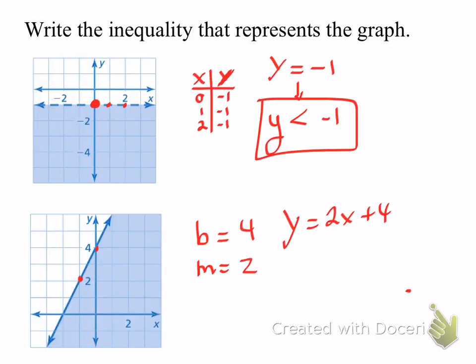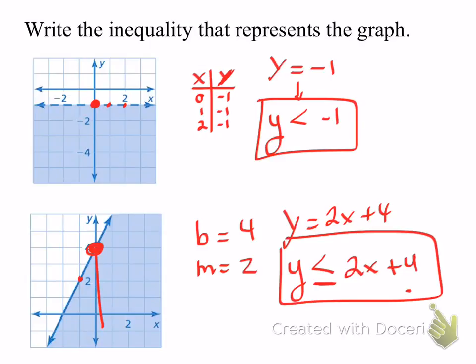Okay. Now we have to set the inequality sign. Look at the intercept. Is it less than or greater than? Is the number less than 4 or greater than? So we are doing y is less than. Because it's solid, I have to do the equal sign. 2x plus 4. And that's it.